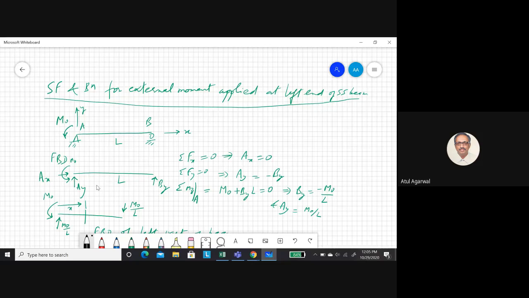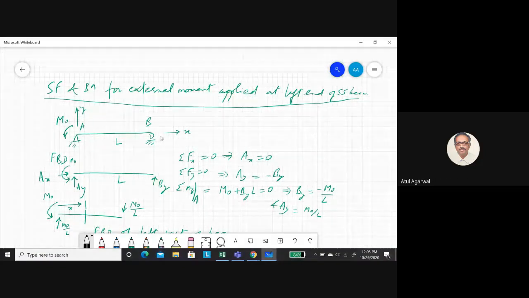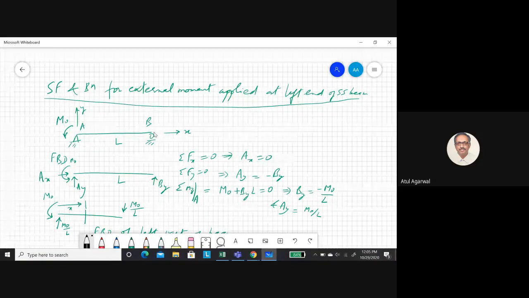You see, this is another problem. Probably I did a problem where I applied a moment at the far end. Did I do it, Lavish? Yes, sir. I applied a moment on the right end of the beam and found the deflection curve. Did I do it? No, sir, no. Okay, never mind. So here it is applied at the left end.